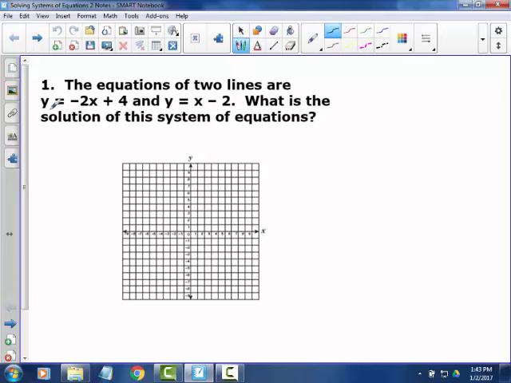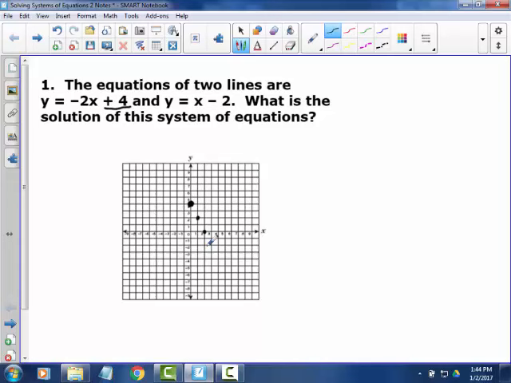So if we want to graph y equals negative 2x plus 4, we simply go to 4 on the y-axis. So 1, 2, 3, 4, and we place our point. Okay, and then we have a negative 2 slope, so we're going to go down 2 and to the right 1. And we repeat this process.